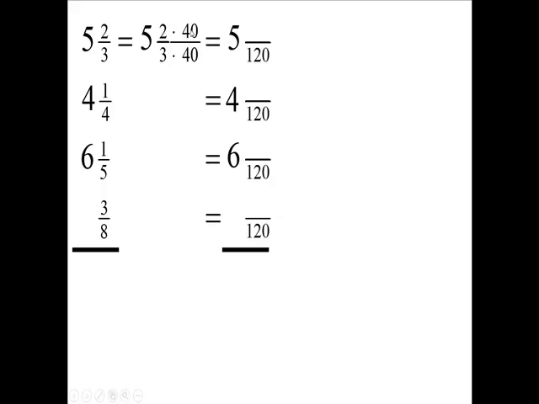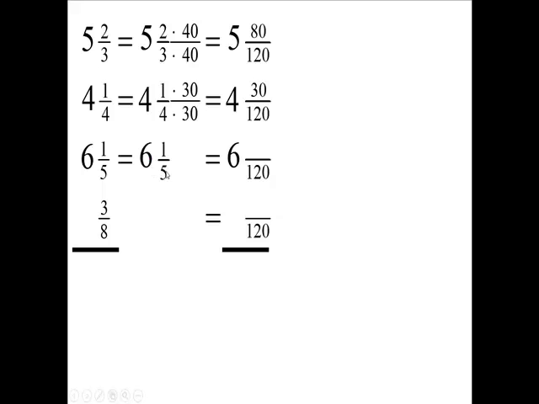Now 2 times 40 is 80. We'll write our 80 in a minute. Okay, write your 80 down. Now bring this over here and think, 4 times what is 120? 120 divided by 4 is 30, isn't it? So we'll put 30 here on the top and the bottom. 1 times 30 is 30.